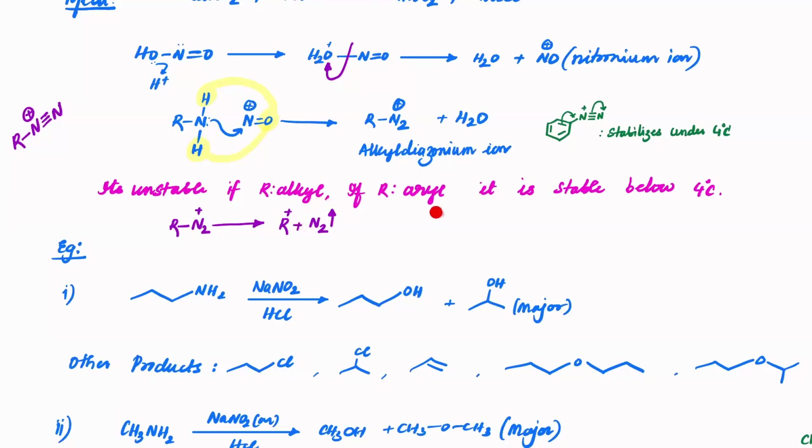But if it was an aryl group, you will notice that the pi bond will be in resonance with N2, because of which it will be stabilized up to 4 degrees. Of course, above 4 degrees even that will be unstable, but up to 4 degrees it will remain stable. That's why benzene diazonium chloride, benzene diazonium salt, we can isolate at low temperature. But if you have any alkyl diazonium salt, we cannot isolate them. It is very difficult to isolate them. They will instantly react.